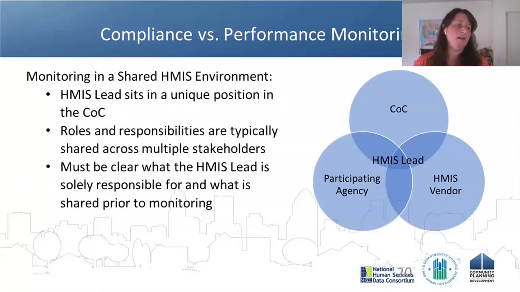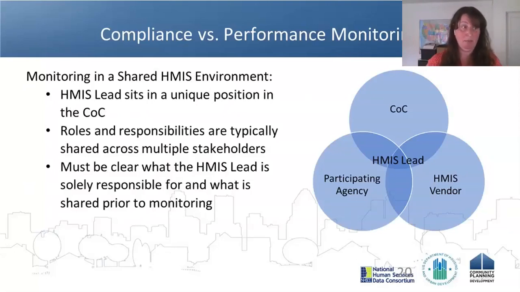Ryan has touched on this already too, just to say again, we're living in a world in which this isn't just the HMIS lead's job, right? The CoC has some responsibility here. Participating agencies need to hold up their end of the agreement. Your HMIS vendors have contracts in place. We need to look at those. That's the big picture of an HMIS implementation.